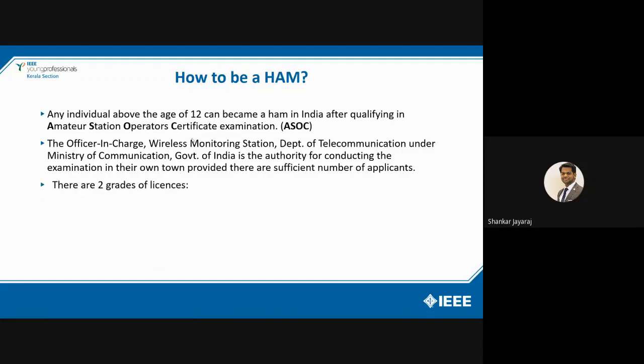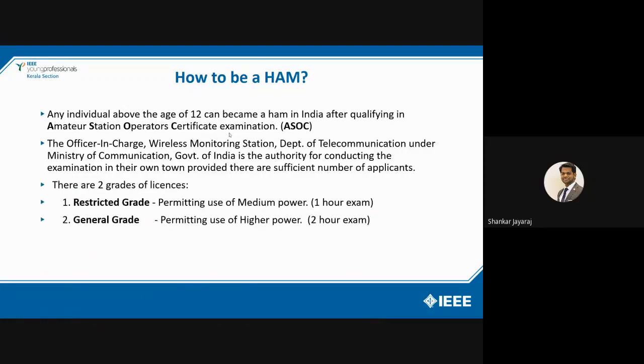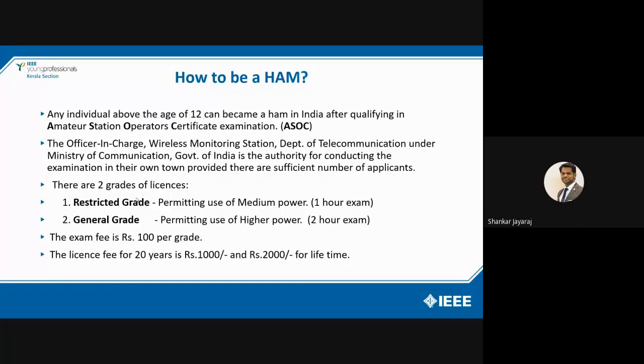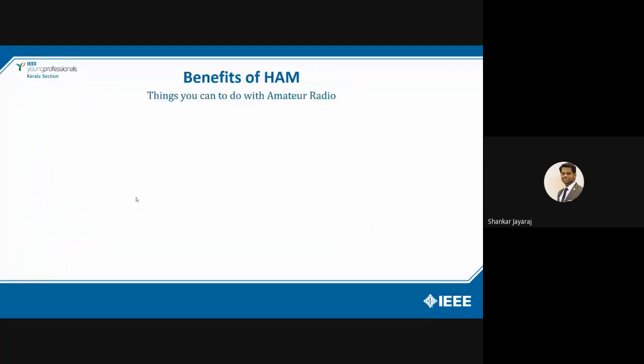Next, I already told you there are two grades, restricted and general, the medium power and high power. For General, you need knowledge of Morse code, transmission and reception, at a minimum speed of 8 words per minute. Since it's the government, the exam is only 100 rupees, but for the license you can pay 1,000 or 2,000. It's always better to pay 2,000 because it's for lifetime. I hope this is clear.